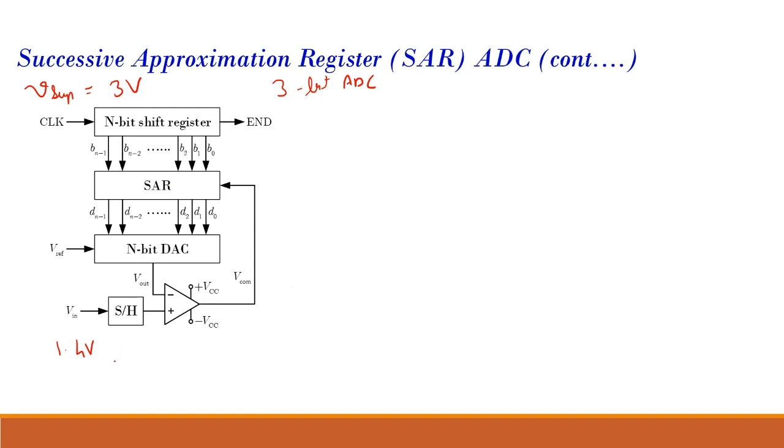So 1.4 volt divided by 3 is how much? Can you tell it in the form of fractions? 7/15. Okay, this value is not good. Let us leave that. Let us assume this example only.